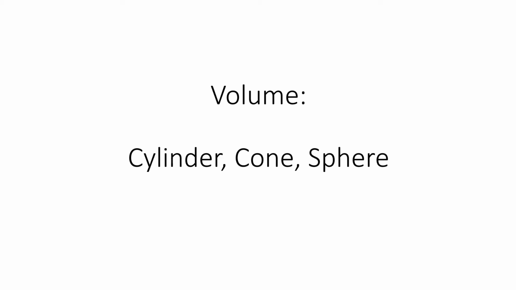This video is over volume of cylinders, cones, and spheres. Our first problem is a cylinder that has a radius of 6 and it has a height of 16. We use our formula pi r squared h, plugging in the radius 6 and the height 16.